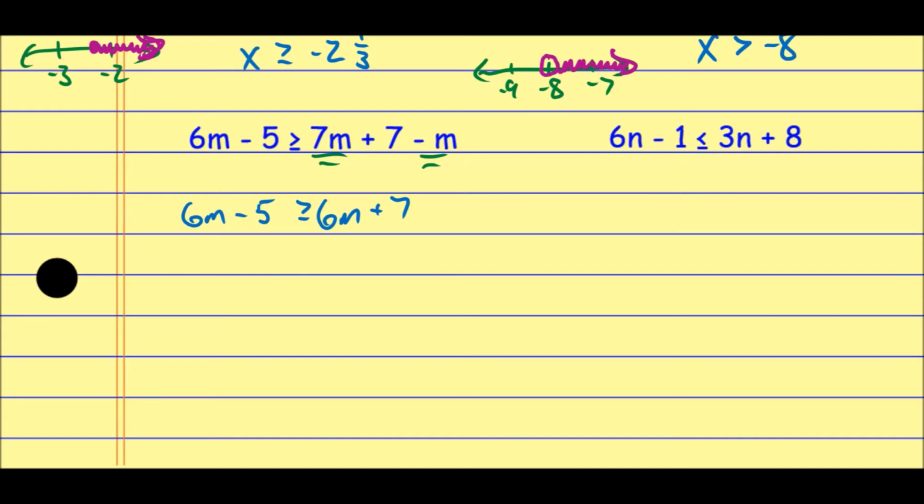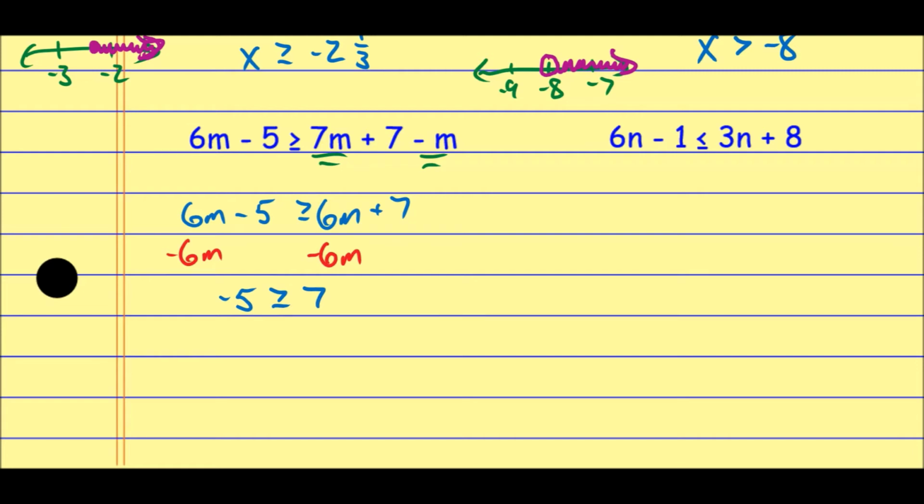And now from here, if I want to solve this thing, I have to get rid of m from one of the sides. So I'm going to come over here and say, hey, I want to get rid of this m. So I'm going to subtract 6m. And what happens is kind of this weird situation. These guys, well, that gives me a 0, so I just have a negative 5. Over here, I just have a 7.